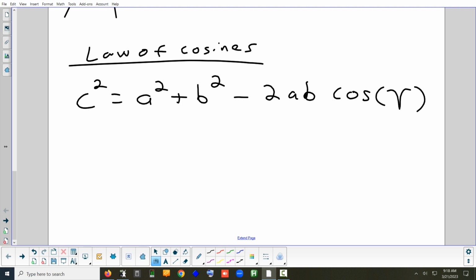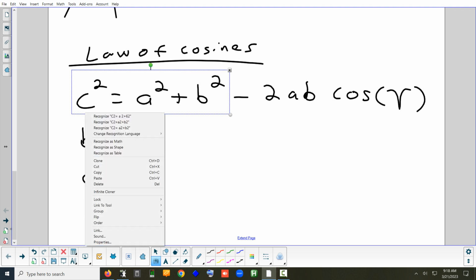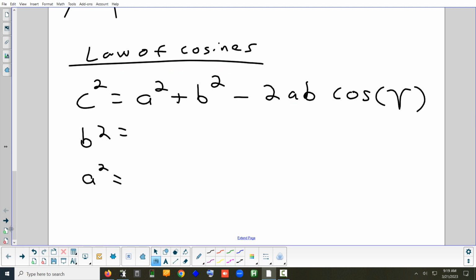Now, it's not really important what letters you use. It's more important that you see the pattern of the letters, because you can write this starting with b squared, you can write it starting with a squared, you could write it starting with x, y, z, q, r, p, whatever letter you want to use. But it's the pattern of the three letters, not what they are. So the pattern is one letter squared equals the sum of the squares of the other two letters that you didn't use, minus twice the product of those two letters, times the cosine of the angle across from the letter you started with. That's the pattern.